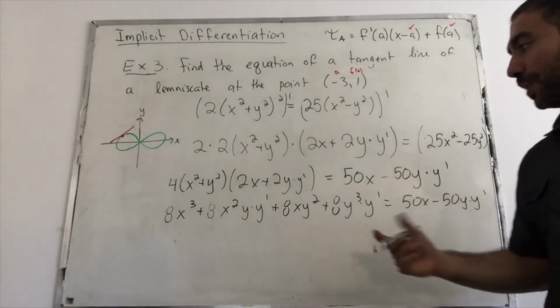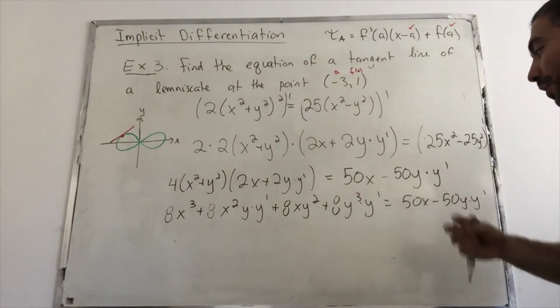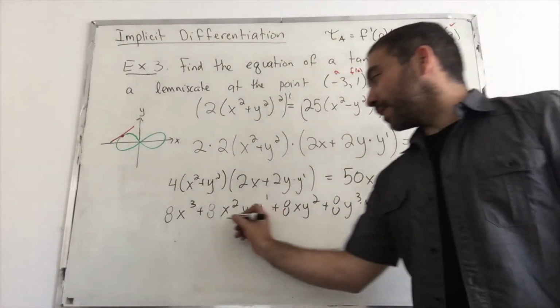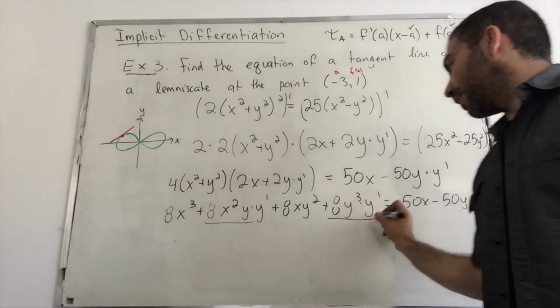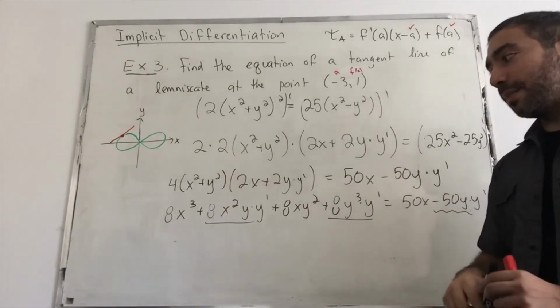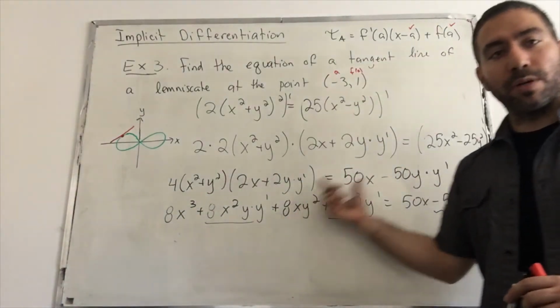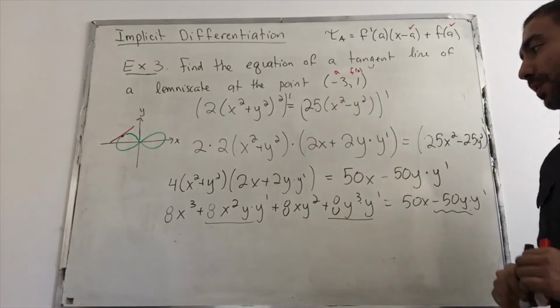Okay. Now what we do is all the terms that have a y prime, we put on one side. All the terms that don't have y primes on the other side. So this is going to stay on the left side. And we're going to move this guy over on the right side because that's a y prime. At the same time, I'm going to take the 8x cubed, move it on the right side. The 8xy squared, we're going to move it on the right side and leave the 50x on the right side.